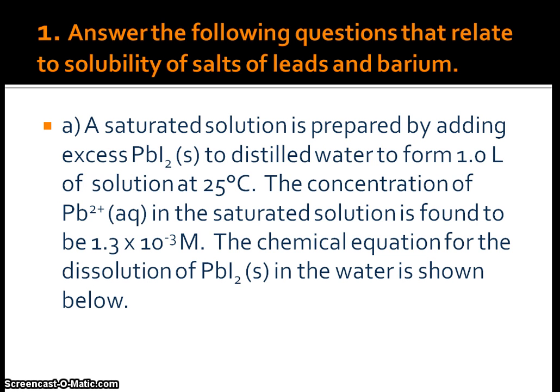A. A saturated solution is prepared by adding excess PbI2 to distilled water to form 1 liter of solution at 25 degrees Celsius. The concentration of Pb2+ in the saturated solution is found to be 1.3 times 10 to the negative third molar. The chemical equation for the dissolution of PbI2 in water is shown below.